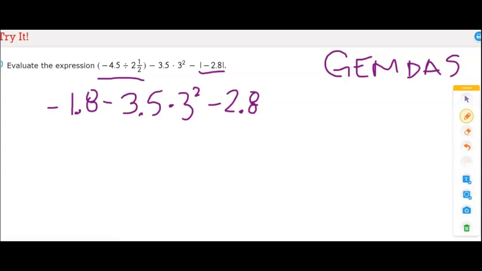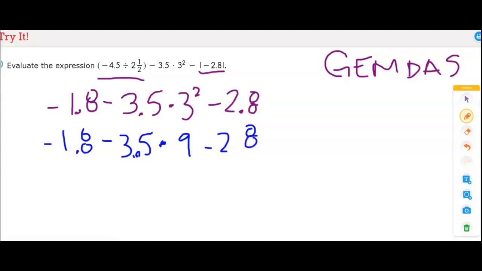Now next is exponents. So for my exponent, I do have 3 to the power of 2 here. And so 3 to the power of 2, the exponent simply tells you how many times to multiply the base, and my base is 3. So 3 times 3 is 9. So I'm just going to rewrite the remainder of the expression that we have after I evaluated that exponent. So just rewriting.